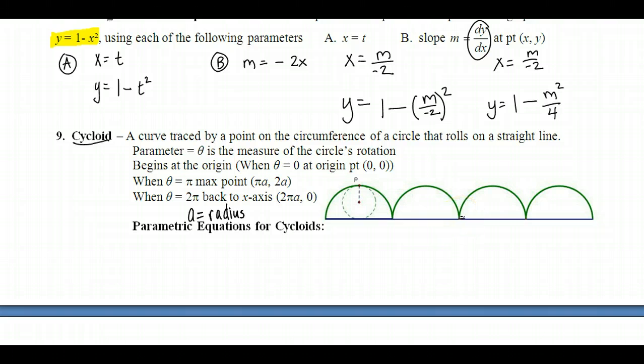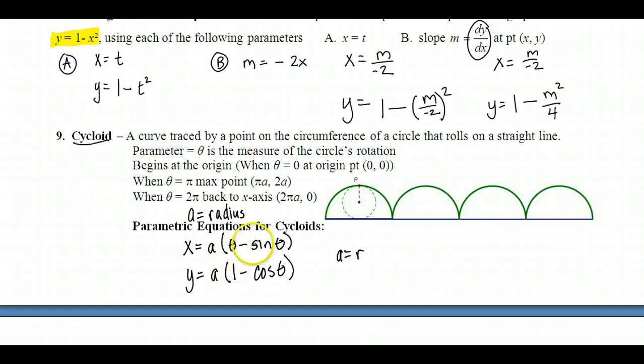The parametric equations for a cycloid are as follows. x is equal to a times (theta minus sine theta), and y is equal to a times (1 minus cosine theta). And remember here, a is equivalent to the radius of your circle. You'll have to use these for a problem or two in your homework, but they're the parametric equations. So when you see cycloid, here are the parametric equations for it.